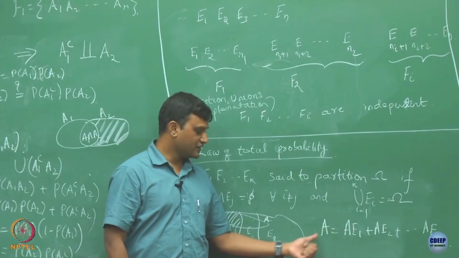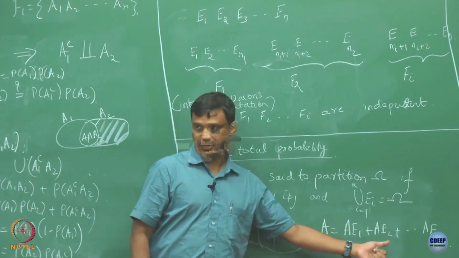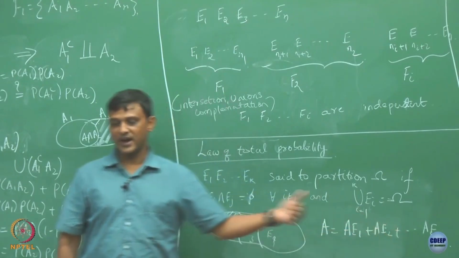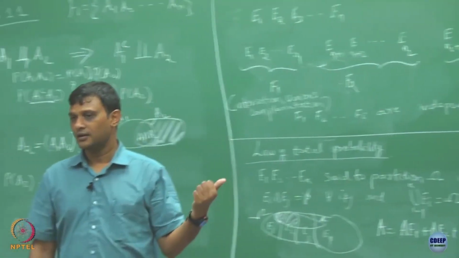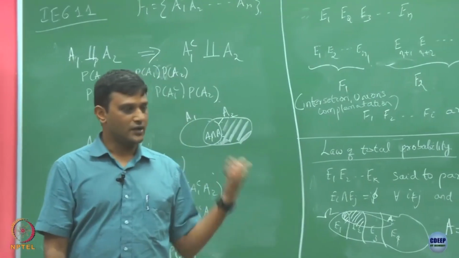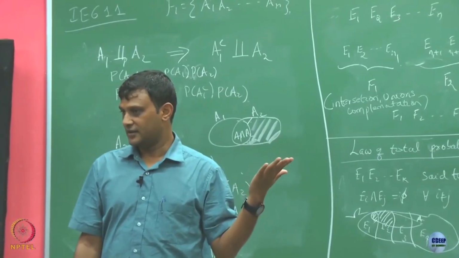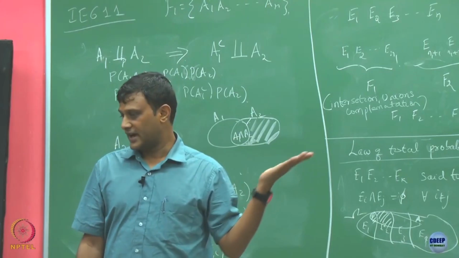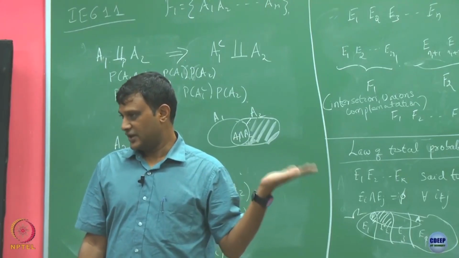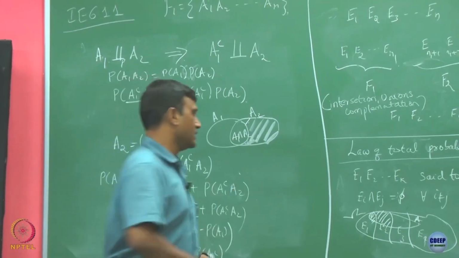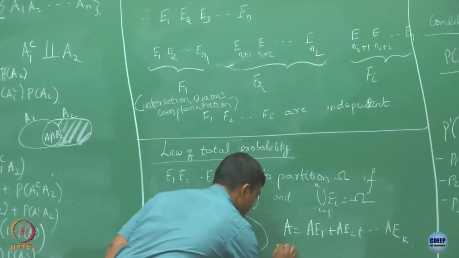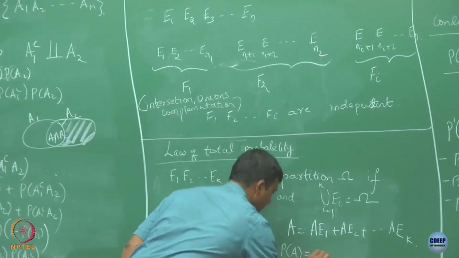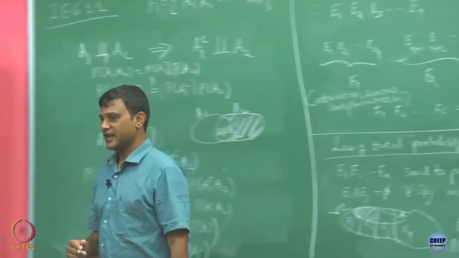So the probability of A is going to be the probability of AE1 plus the probability of AE2, all the way up to the probability of AEk. Why is that? And what property did I apply here? The third property, right? I have finitely many mutually exclusive events here, so the probability of their union is nothing but the sum of their probabilities.